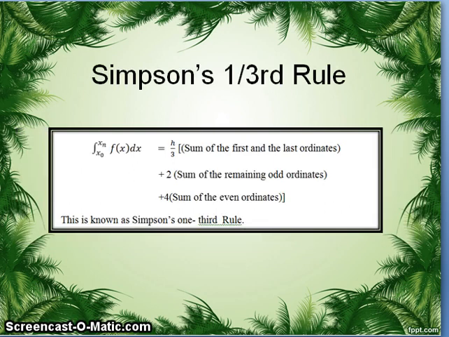When we go for Simpson's 1/3 rule, the formula is given as integral x0 to xn f of x dx is equal to h by 3 into the sum of the first and the last ordinates plus 2 into the sum of the remaining odd ordinates plus 4 into the sum of the even ordinates. This formula shows Simpson's 1/3 rule.